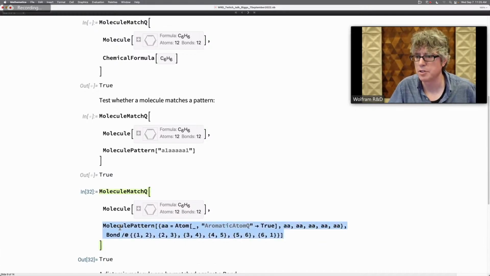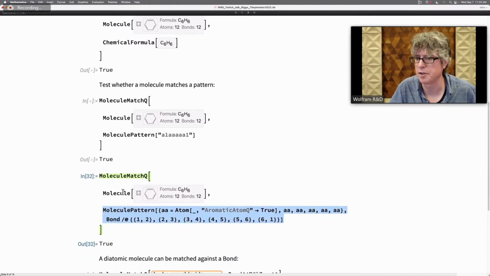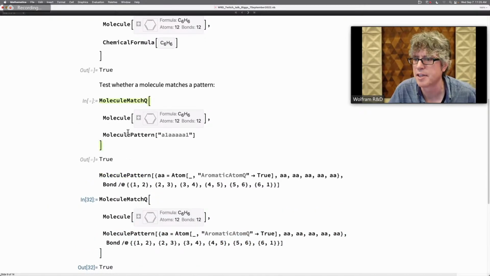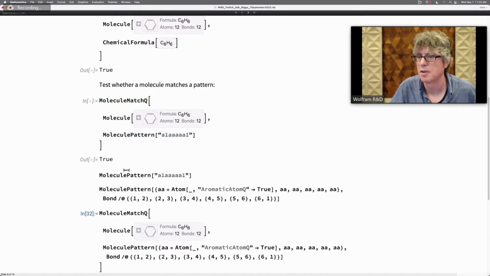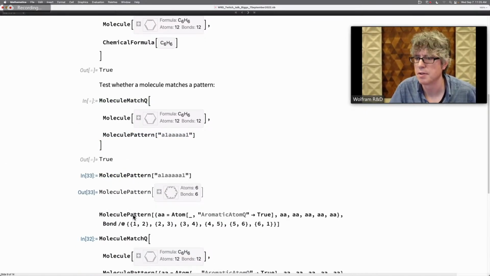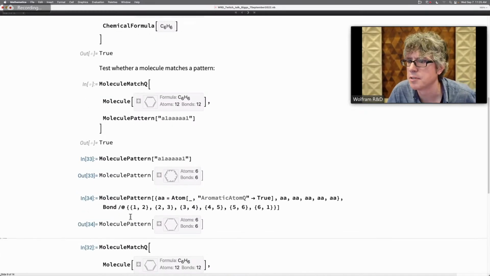Yeah. And so this thing that we just typed out longhand is basically the exact same thing as this. And they both display slightly differently. So what this means is that these are bonded by an aromatic bond, whereas here we've specified any type of bond.